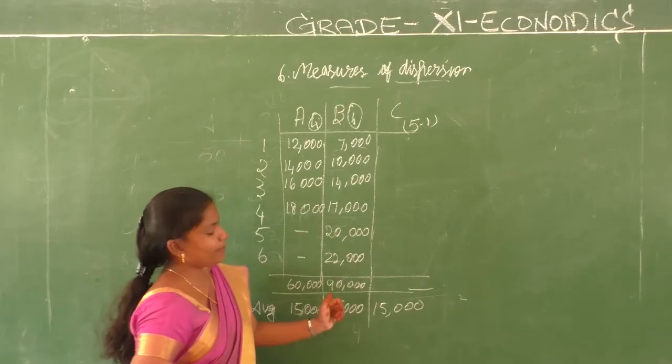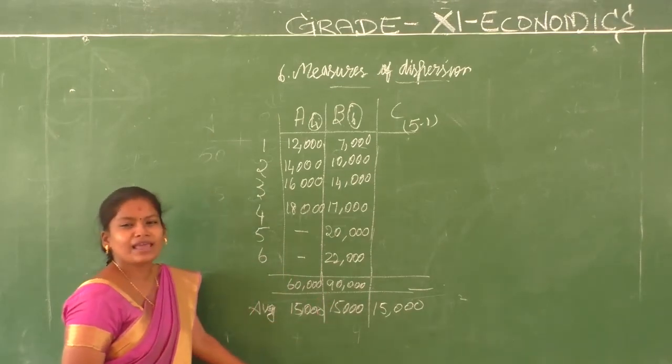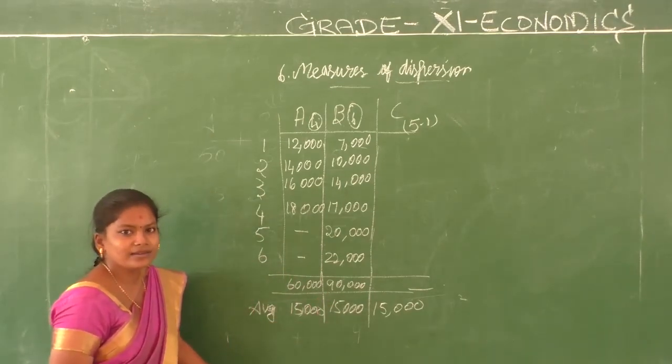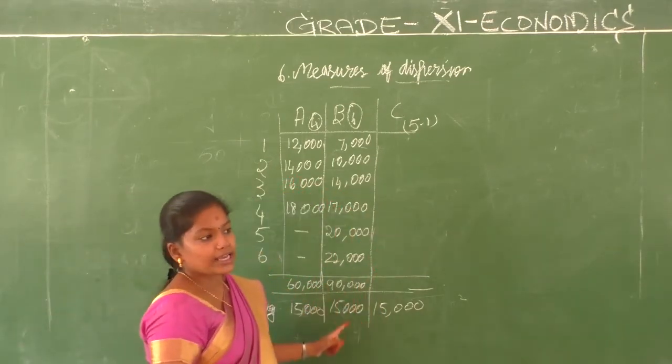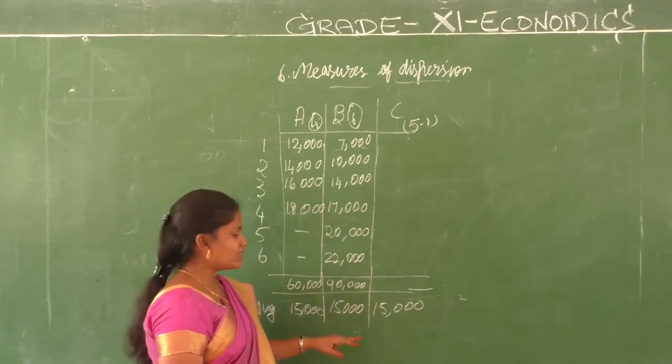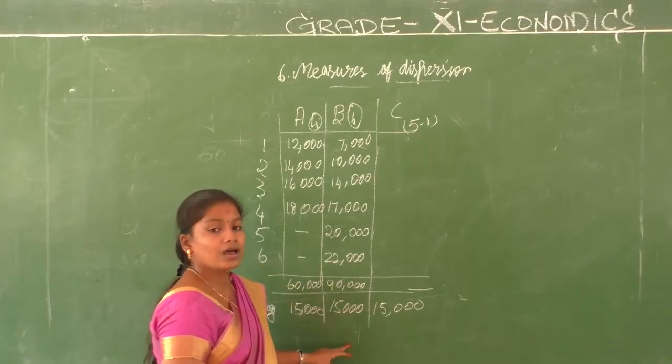90,000. So if you compare total income, Rahim's family earns more, 30,000 more than Ram's family, right? But what happens here? The average income remains the same. The average income is the same because the number of members here is more. Rahim's family has 2 extra members. That is why the average income remains the same.